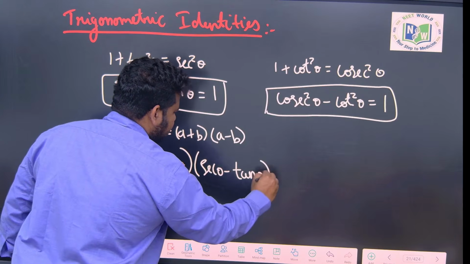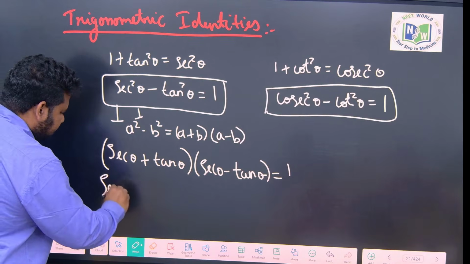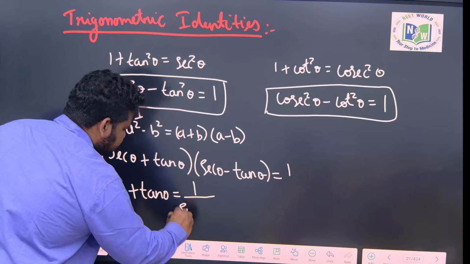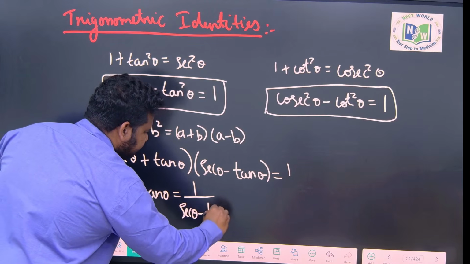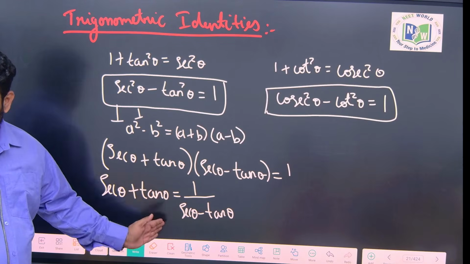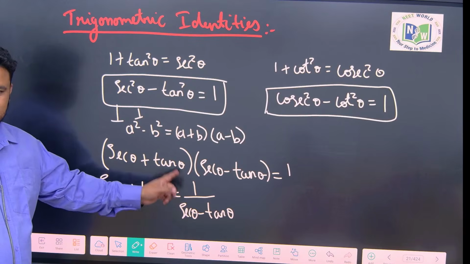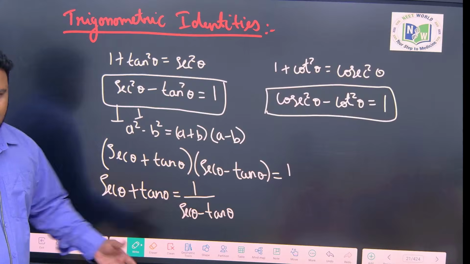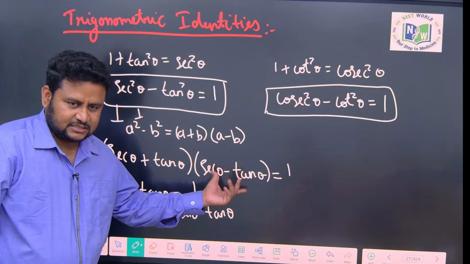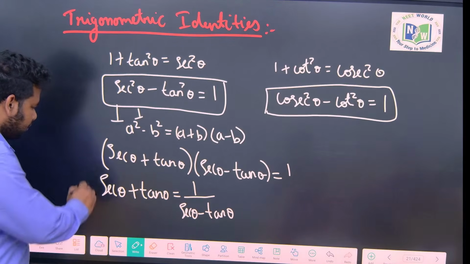So, this is equal to 1. Now, secant theta plus tan theta can be written as 1 by secant theta minus tan theta. So, in any question if I see secant theta plus tan theta, I can write it as 1 by secant theta minus tan theta. Or otherwise, secant theta minus tan theta will be equal to 1 by secant theta plus tan theta. This is one very important result you have to remember.